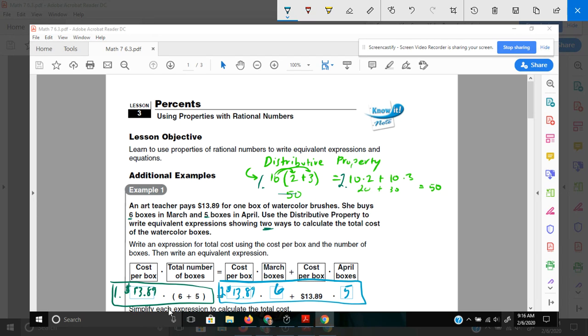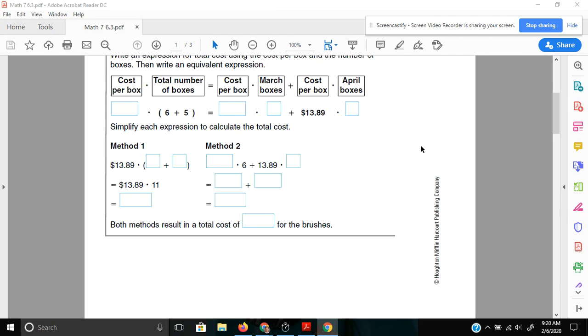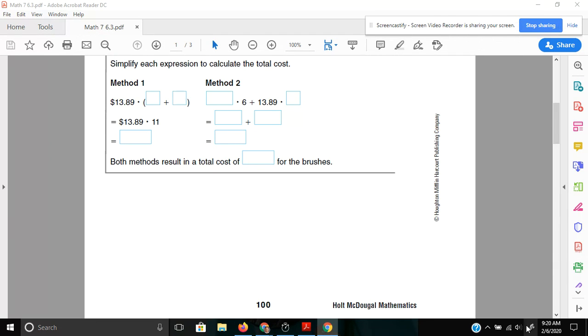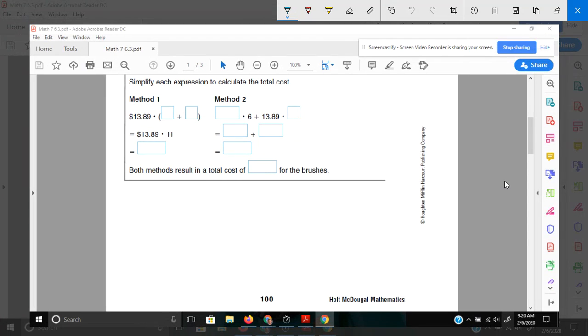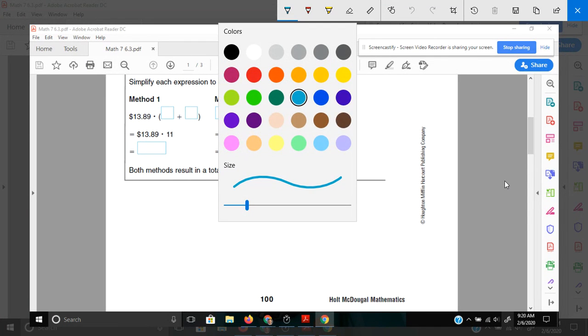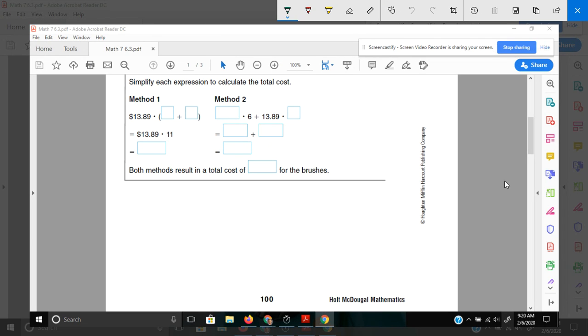Now it wants us to simplify each expression to calculate the total cost. All right, let's do that. Let me scroll down here. In the first method, we had $13.89 times the 6 that we bought in March and the 5 that we bought in April. Well, since this is in parentheses, I'll add it first. 6 plus 5 gives me 11. And then all I need to do is multiply 13.89 times 11. Let me do that quick.